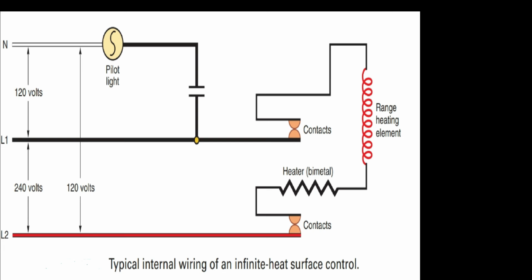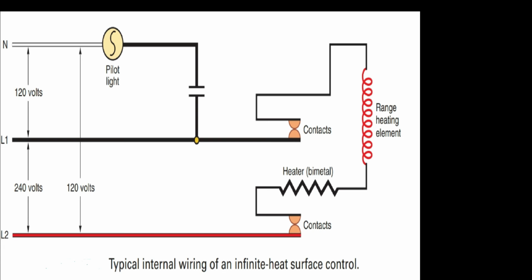The contacts open and close as a result of a heater bimetal device that is an integral part of the rotary control. When the control is turned on, a separate set of pilot light contacts closes and remains closed, while the contacts for the heating element open and close to attain and maintain the desired temperature of the surface heating unit.